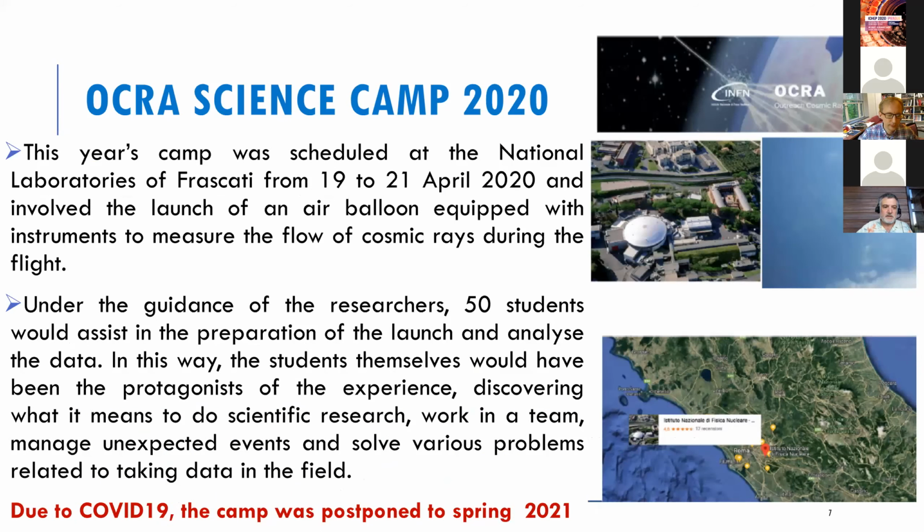The OCRA Science Camp 2020 was scheduled at the National Laboratory of Frascati in April 2020, and involved the launch of an air balloon equipped with instruments to measure the flow of cosmic rays during the flight. Under the guidance of the researcher, 50 students would assist in the preparation, the launch, and analysis of the data. In this way, the students themselves would have been the protagonists of the experience, discovering what it means to do scientific research, work in a team, manage unexpected events, and solve various problems related to taking data in the field. But unfortunately, due to COVID-19, the camp was postponed to spring 2021.